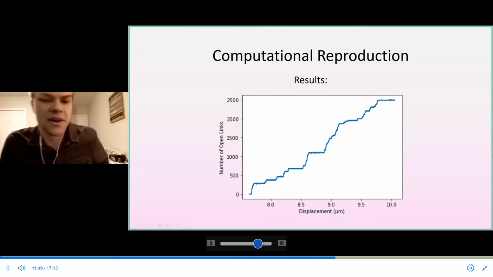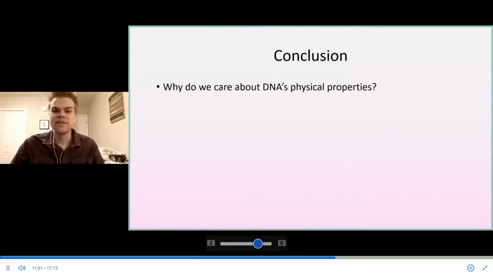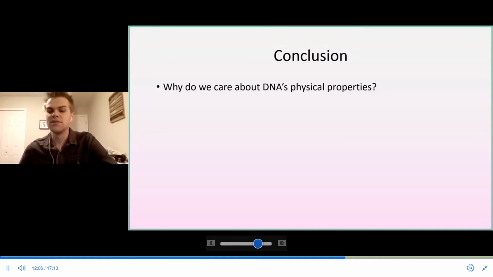I have a few final remarks. Some of you might wonder, why do we care about DNA's physical properties, particularly the way that it separates? And it turns out that DNA separation is something that occurs quite a bit in the cell. So whenever the cell needs to read the DNA sequence to make a protein or it needs to replicate its DNA, it has to separate the two DNA strands. So by doing experiments like this and learning about the force required to do that, we can learn a little bit about the cell's energy budget, for example.